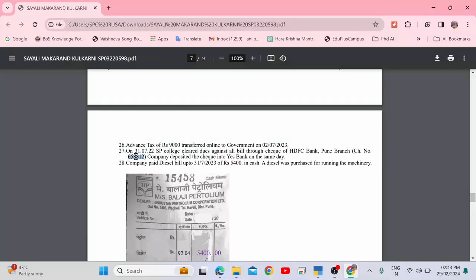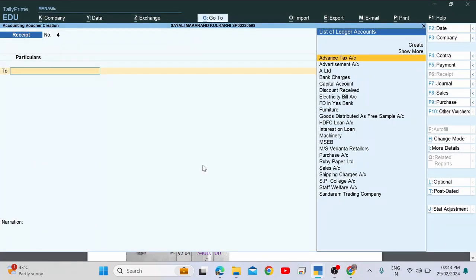31st July. Then next, the company paid a diesel bill. Diesel bill in cash. Diesel was purchased for running the machinery. It is an old style printer, and otherwise to run it from the generator we buy this diesel. So this is not for the vehicle, it is not related to freight, so this is not indirect. If you use diesel for machinery, then that will become fuel, then that will become your direct expenses. Therefore this entry is part of your direct expenses and you paid.